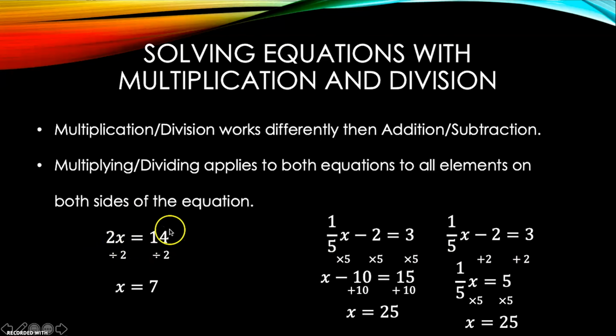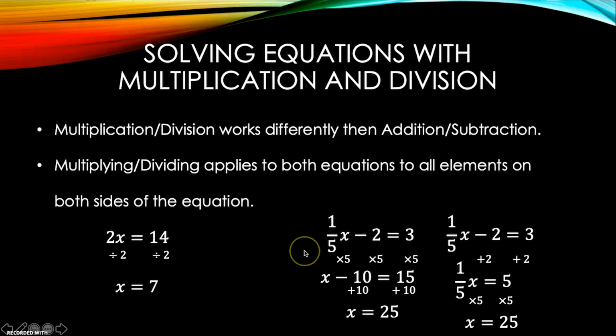There's only one number in this equation, but no matter how many variables there are in the equation, you have to divide by 2 on all of them. And so if we divide x by 2, we get x, and 14 by 2, we get 7. And if we go back to the original equation, 7 times 2 is equal to 14.